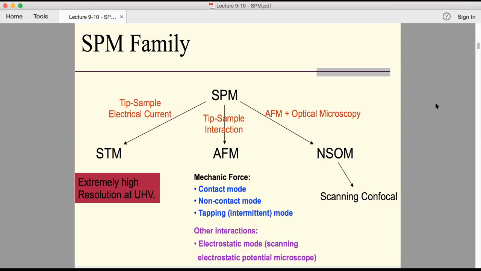So this contradicts my previous statement that the viewer cannot directly observe the sample, but in the NSOM you can, because it has the optical microscopy component in it. NSOM is a bit of a complicated section, which I'm not planning to cover in detail, but you can read about it if you want to.